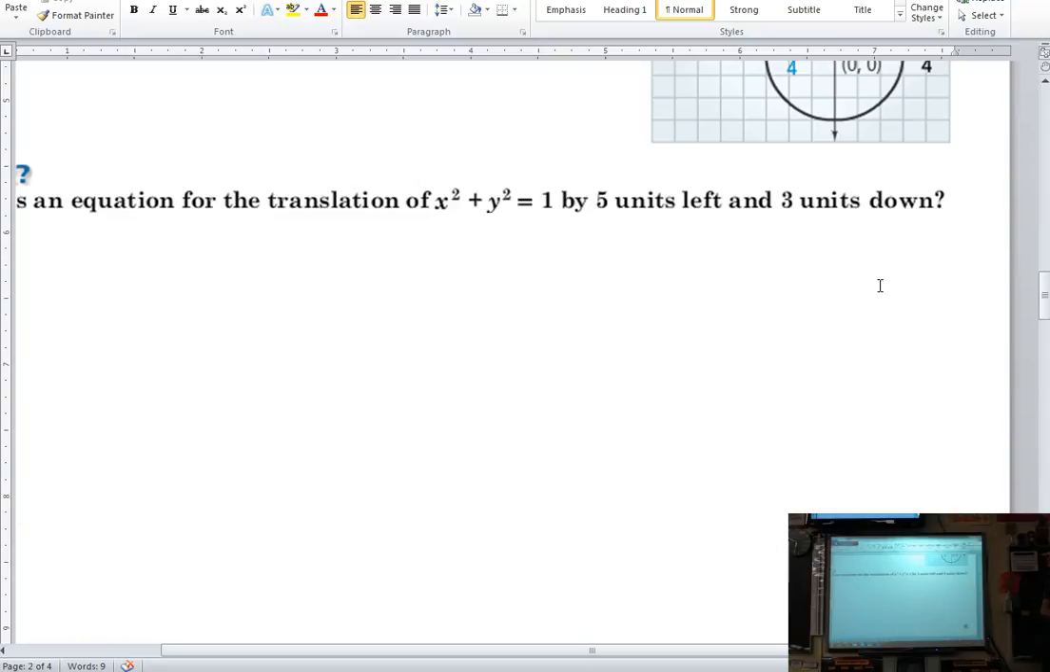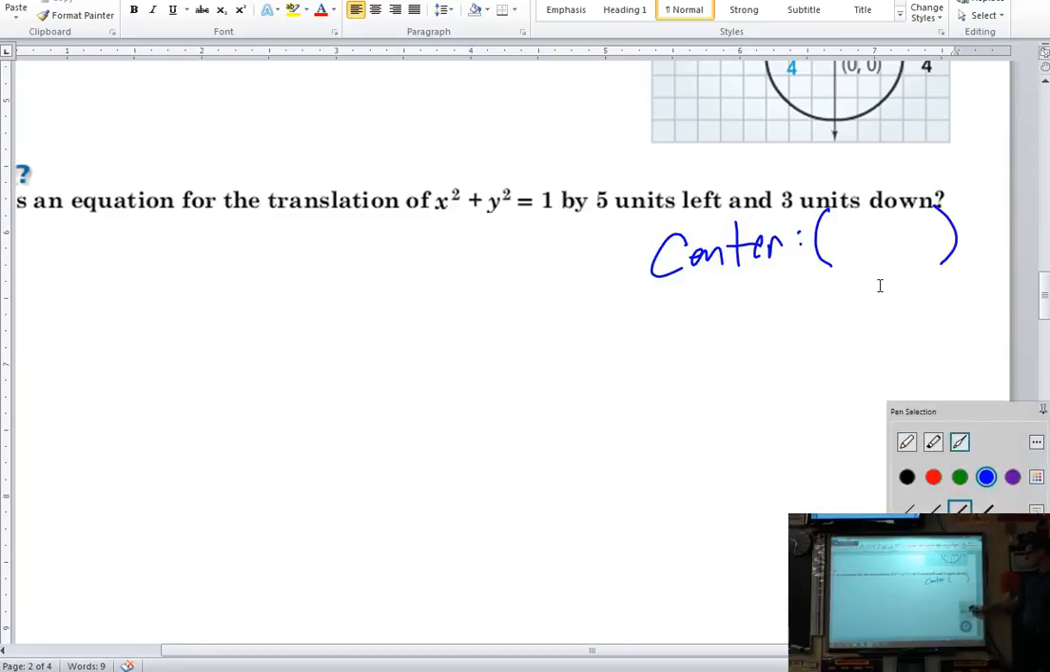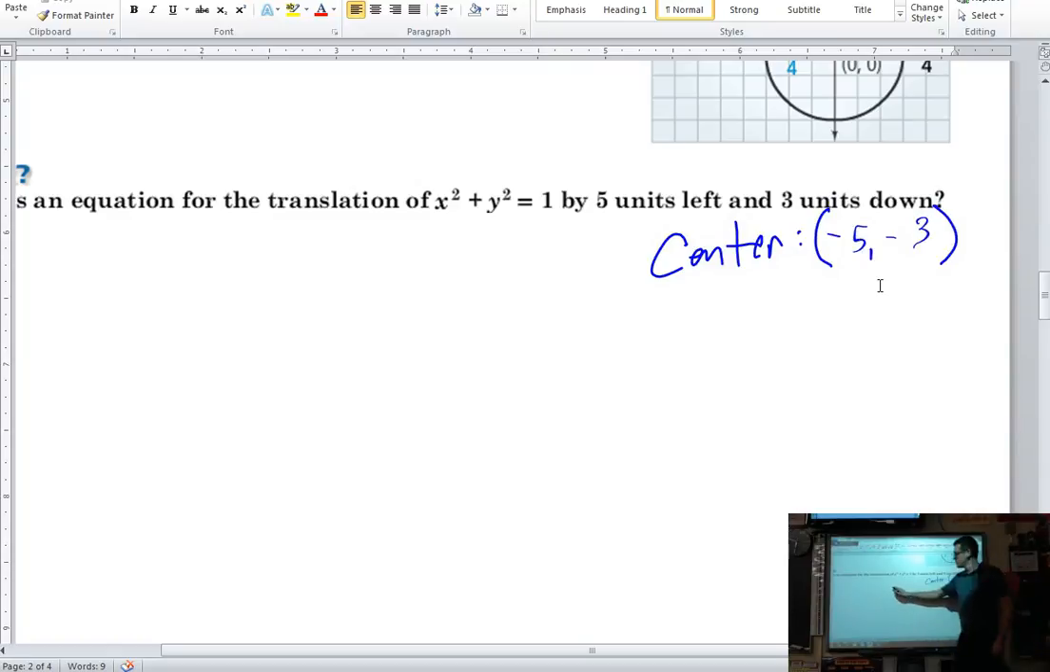They already caught people. So, when we shift 5 units left and 3 down, where then is my center? Okay, so it's negative 5, negative 3. So when I go to build my equation, what do I have?